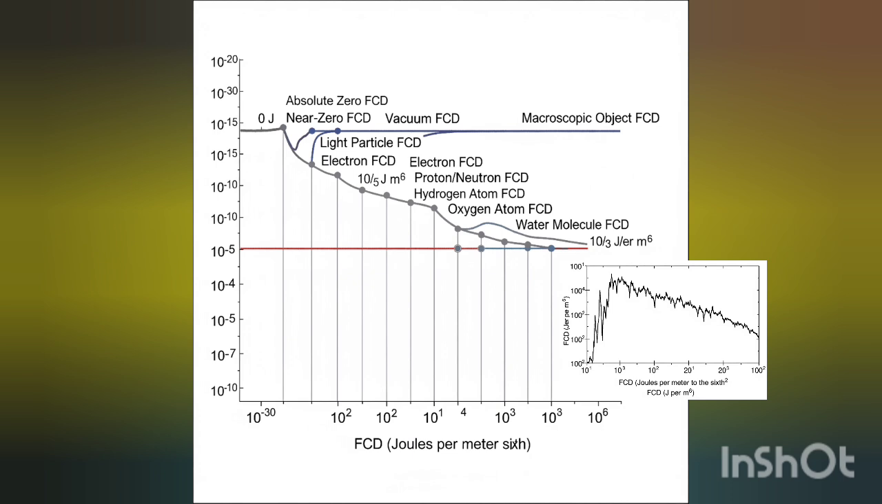So using that idea, even what we call empty space, the vacuum, has an FCD value. Right, it's not truly empty. Not at all. Vacuum FCD is about 10 to the negative 15th JM6. There's inherent energy there, quantum fluctuations happening constantly. The LP signature is diffuse, yes, but it's consistently there. It basically forms the background scaffolding for space-time itself.